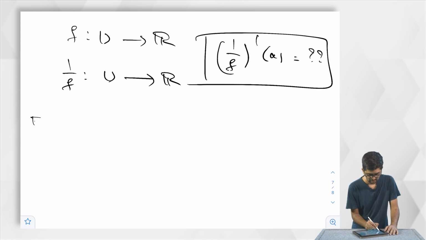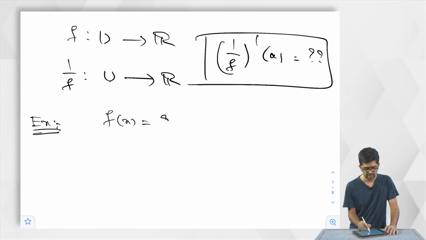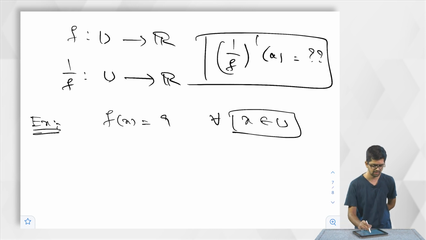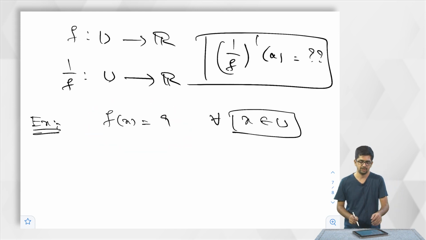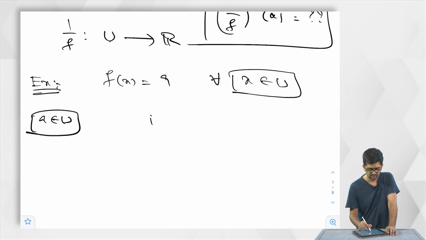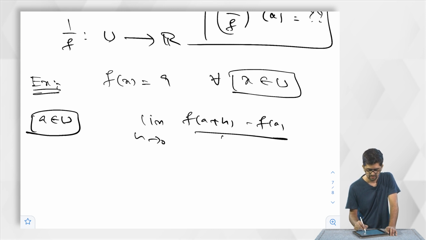Consider the constant function f of x is equal to 9 for every x belonging to U. Is this function a differentiable function? This is a continuous function, that you already know. That constant functions are continuous, that you already know. Now we are checking whether they are differentiable also. We do not know that yet, right? So let us try from the formula. What we need to do is fix some element a belonging to U and look at this limit: h goes to 0, f of a plus h minus f of a by h.